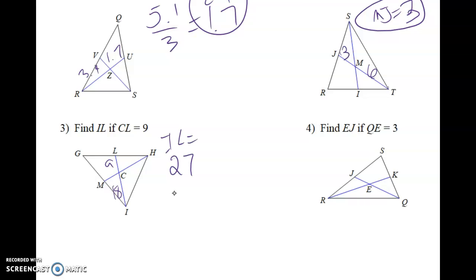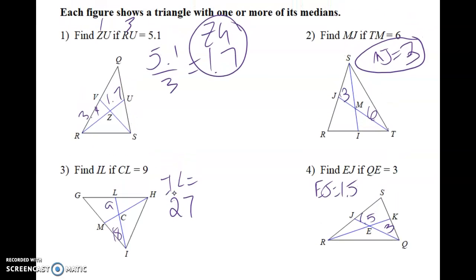And then find EJ if QE equals 3. Okay? Now this is a little bit trickier because QE equals 3 means I need to divide by 2. So that would actually be 1.5. Okay? So EJ would be 1.5 if QE is equal to 3. So every single time here, I'm just looking at a proportion, it's a 1, 2, 3 proportion. Okay? The small piece is 1, the big piece is 2, and the entire median is the 3.